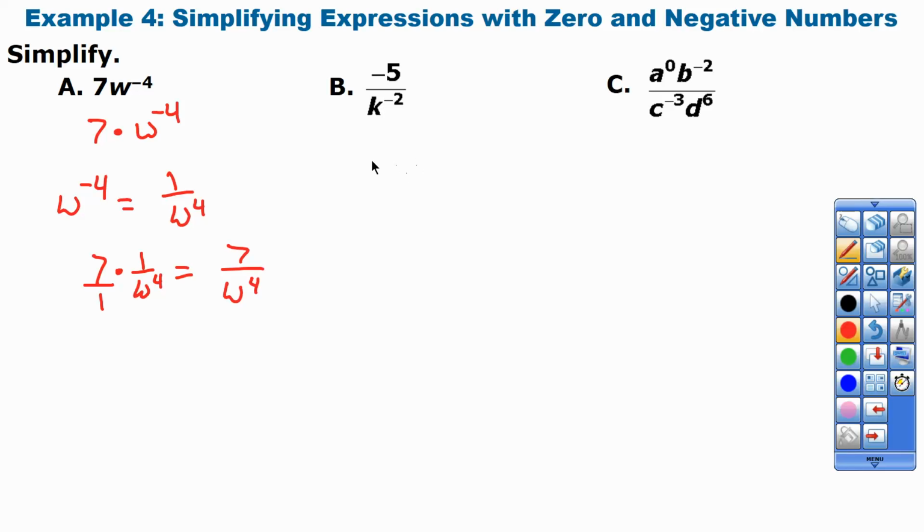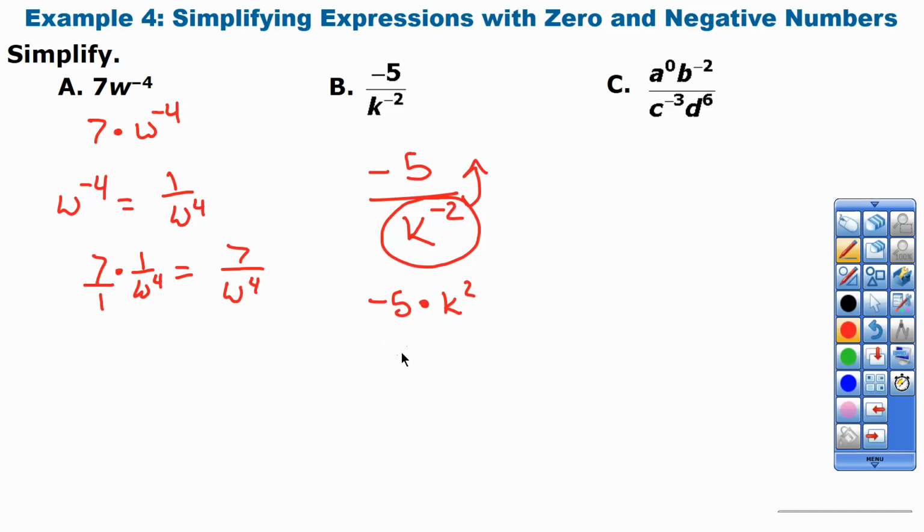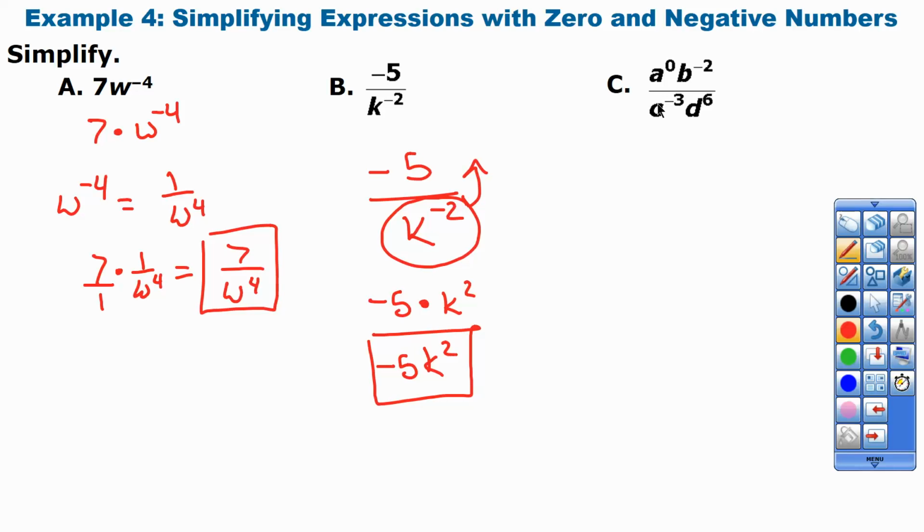All right, so then we rewrite this, negative 5 over k to the negative 2. Since this has a negative exponent, it's going to go to the top. So that will be negative 5 times k to the positive 2. And we just write that as negative 5k squared. So that's your answer there. That's your answer here. And now we're going to work this out.